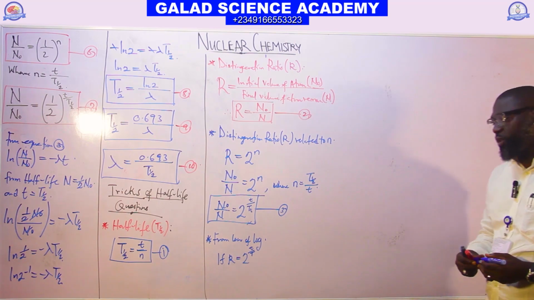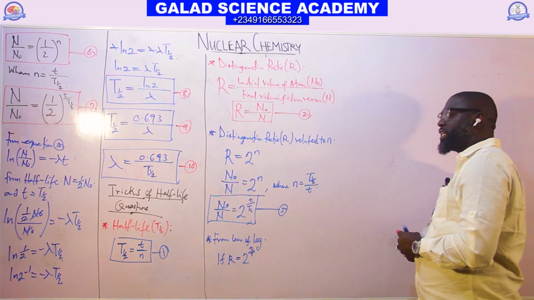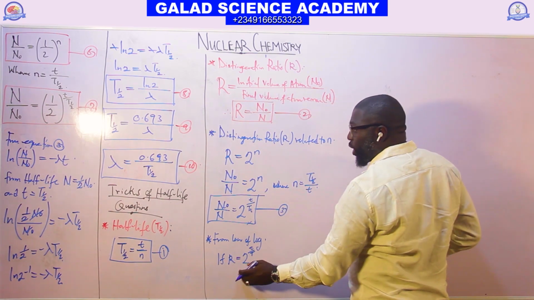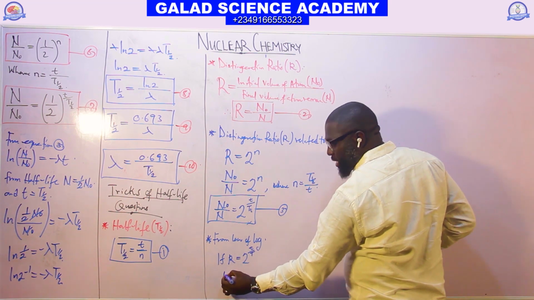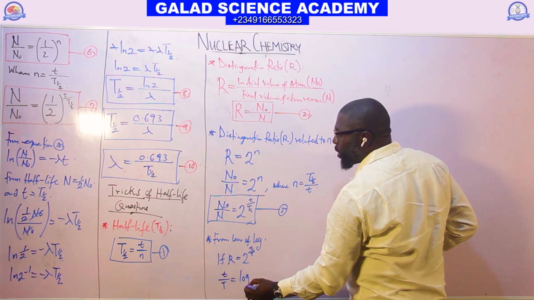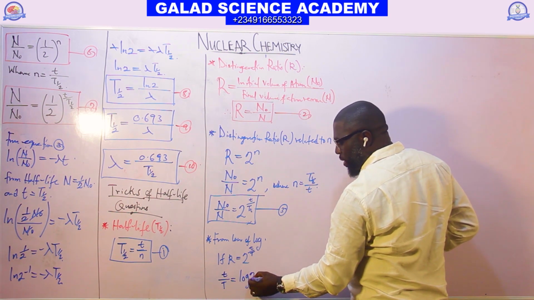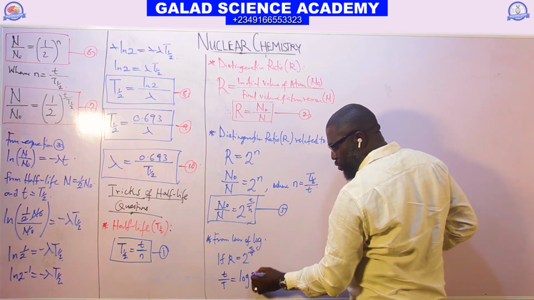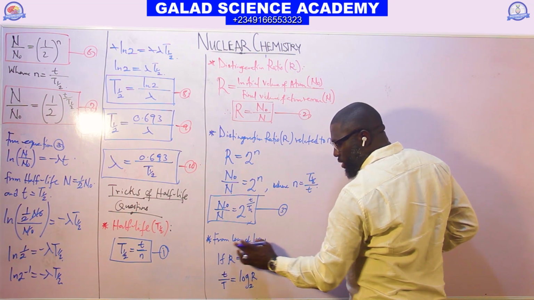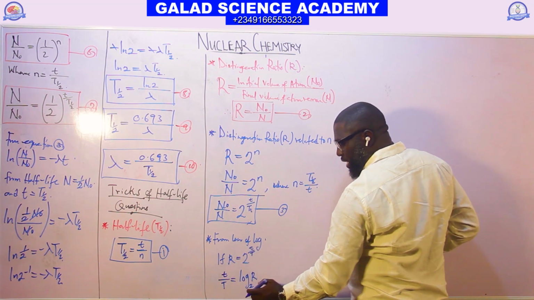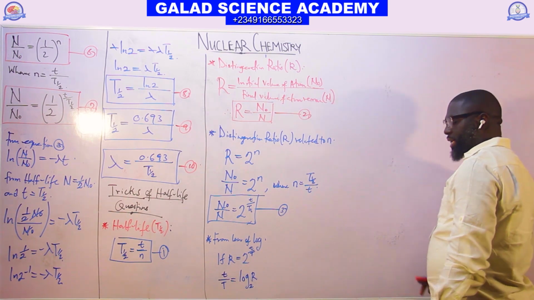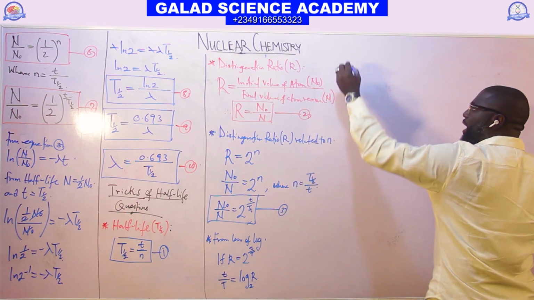If R is this, from the law of logarithm, by taking the logarithm of both sides, we will have t over capital T equal to the logarithm of R base 2. Taking the logarithm of this and going back, it will give us this.